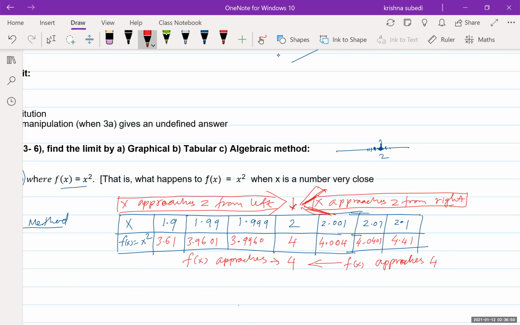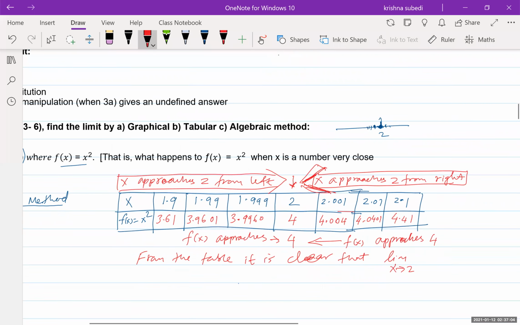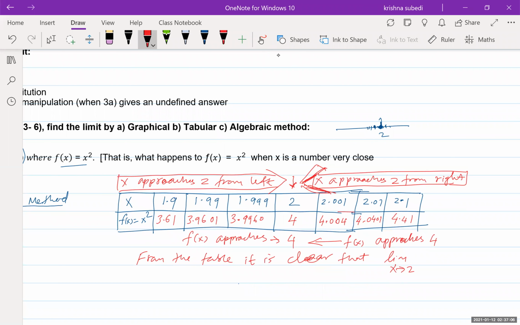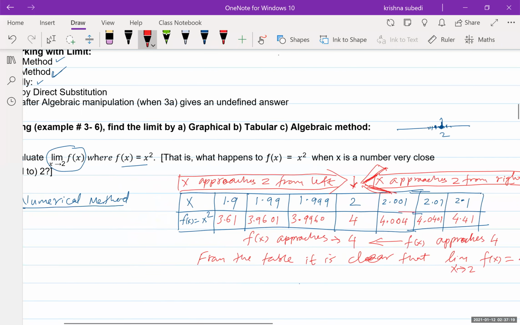Therefore, from the table, it is clear that limit as x tends to 2, when x is approximately 2, whether I consider the values on the left from 2 or values on the right from 2, my function value f of x is approximately 4. So that's how we do. This is called the numerical method.